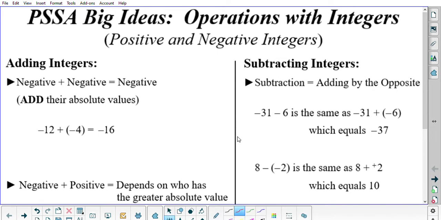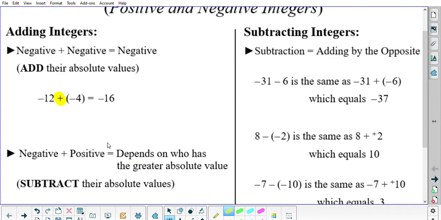addition of integers. And when I say adding integers, I'm talking about when there is an addition symbol in between. Do we always end up adding? No, it depends on the sign of the numbers that we have in the problem. So if we have a negative plus a negative, then we will add their absolute values in our head, and the answer will stay negative. For example, negative 12 plus negative 4 gives you negative 16.